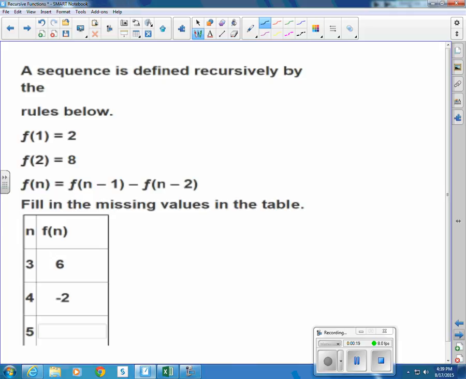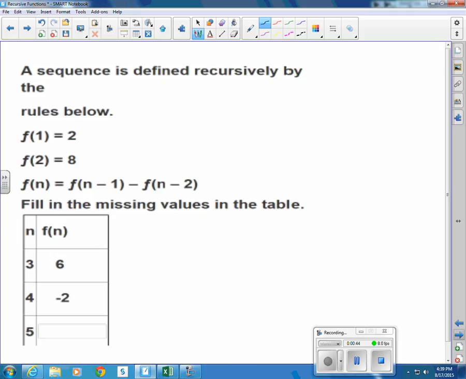The function evaluated at 1 is equal to 2. The function evaluated at 2 is equal to 8. So the function evaluated at n is the function evaluated at the number right before that, minus the function evaluated at the number 2 before that.